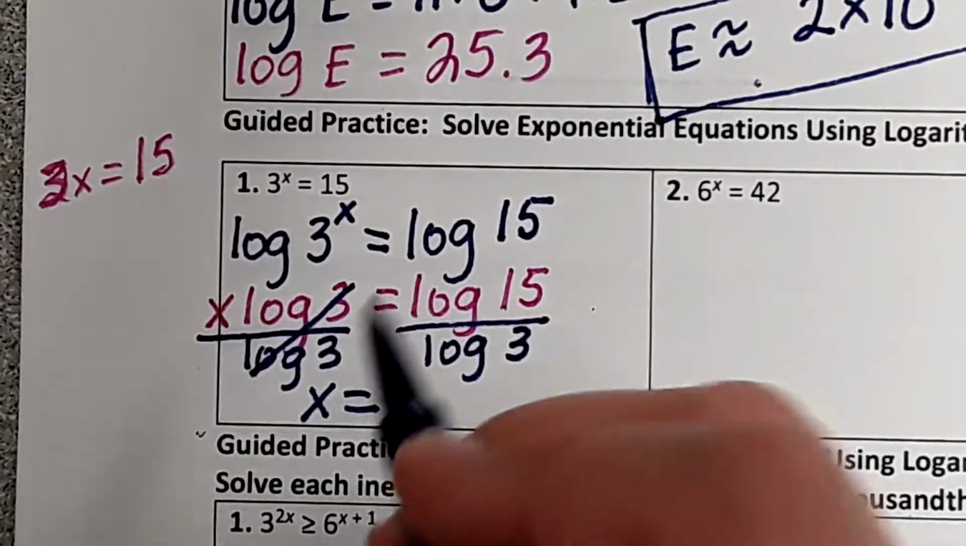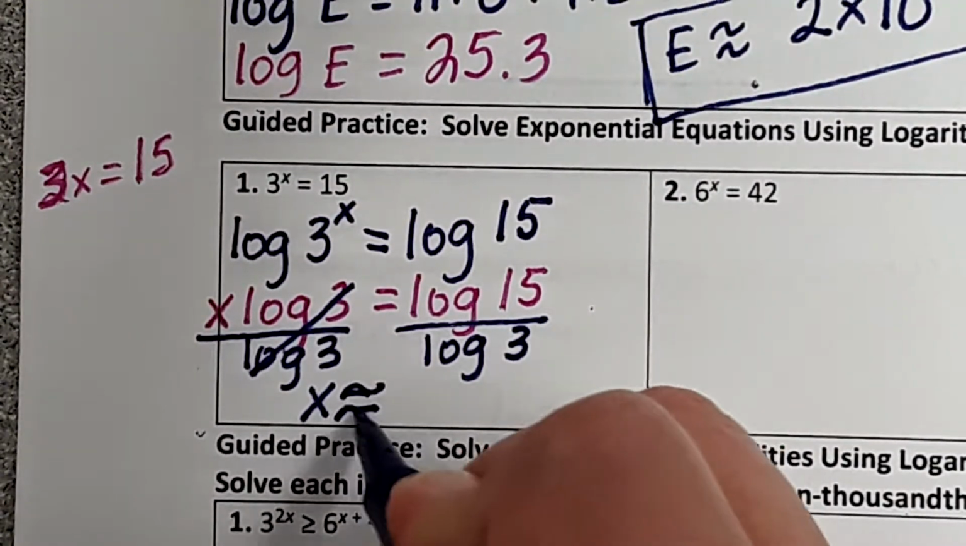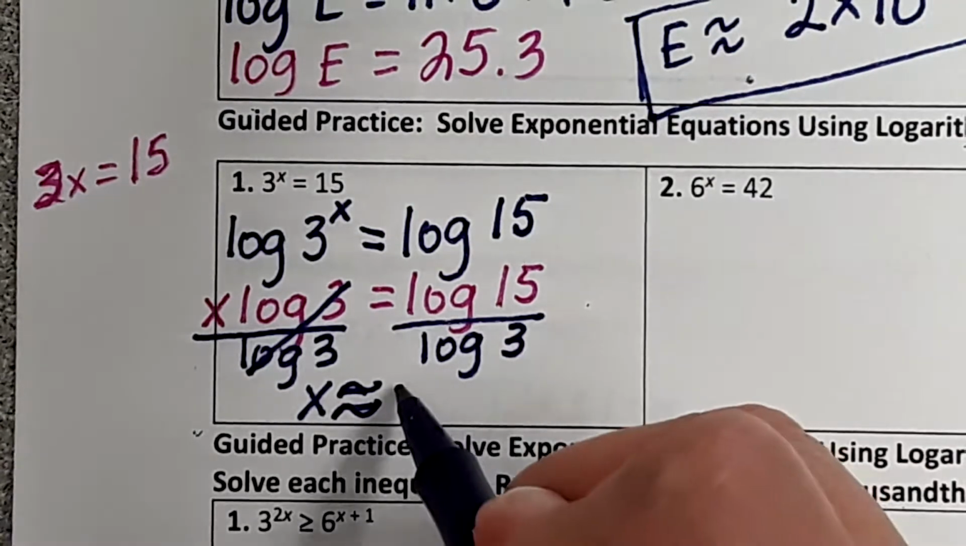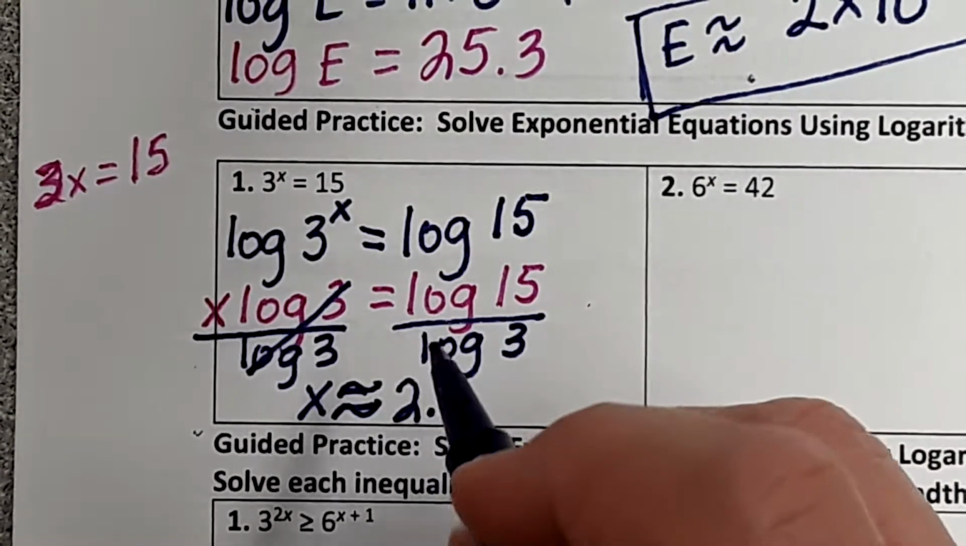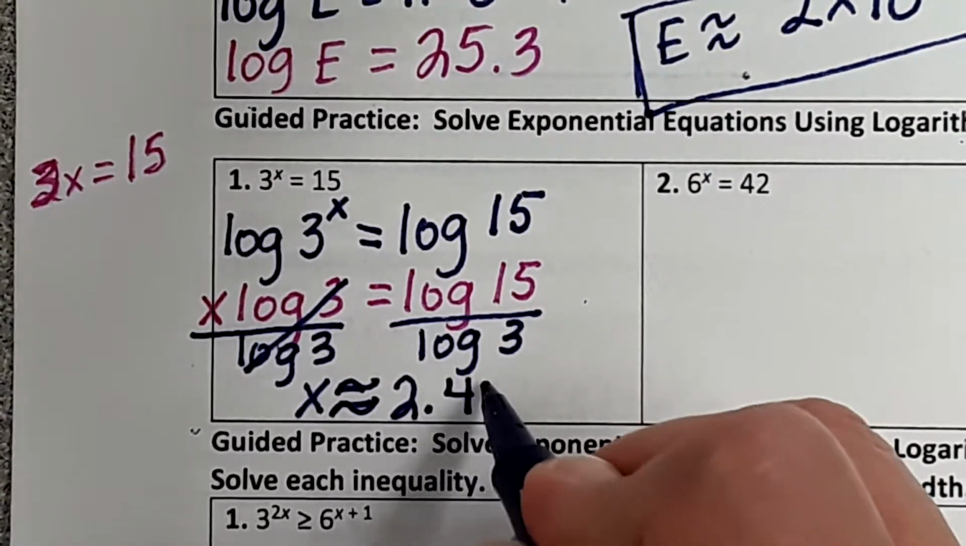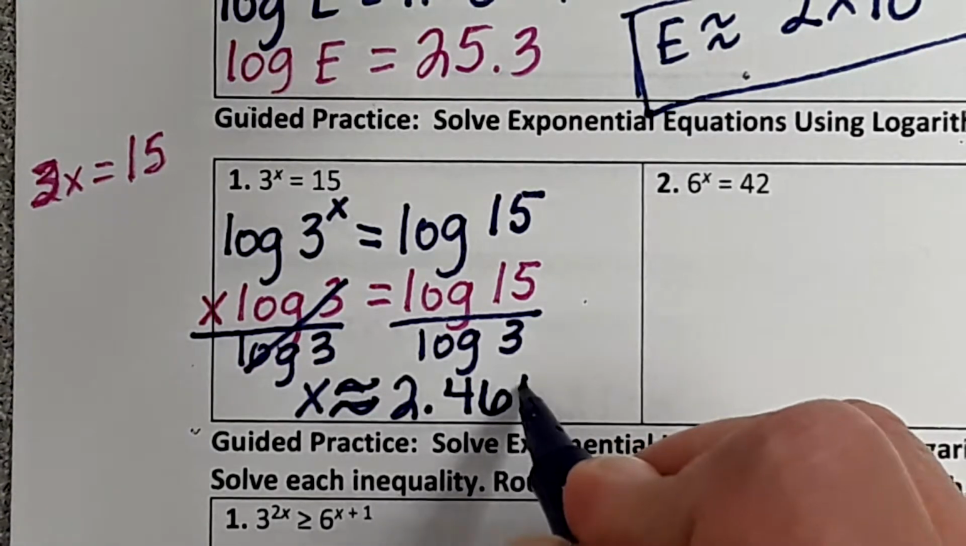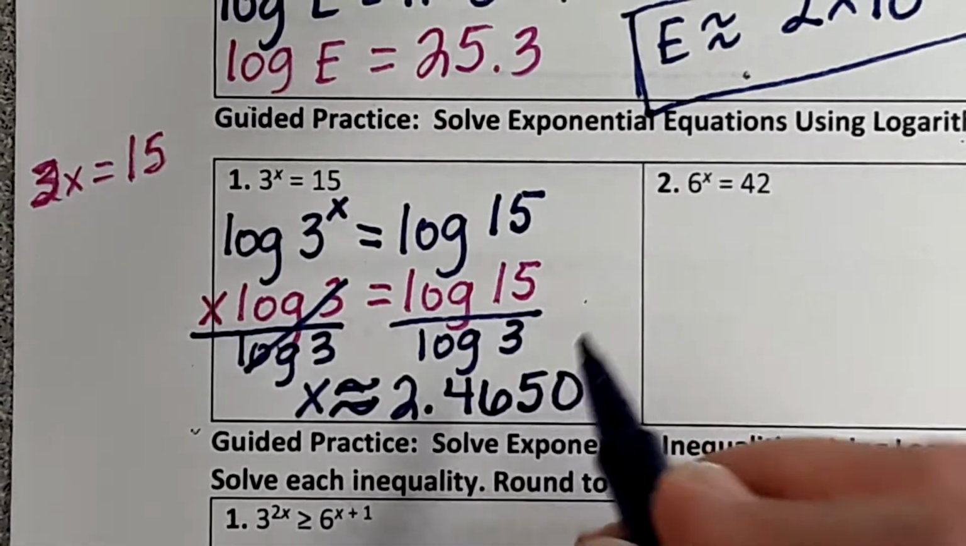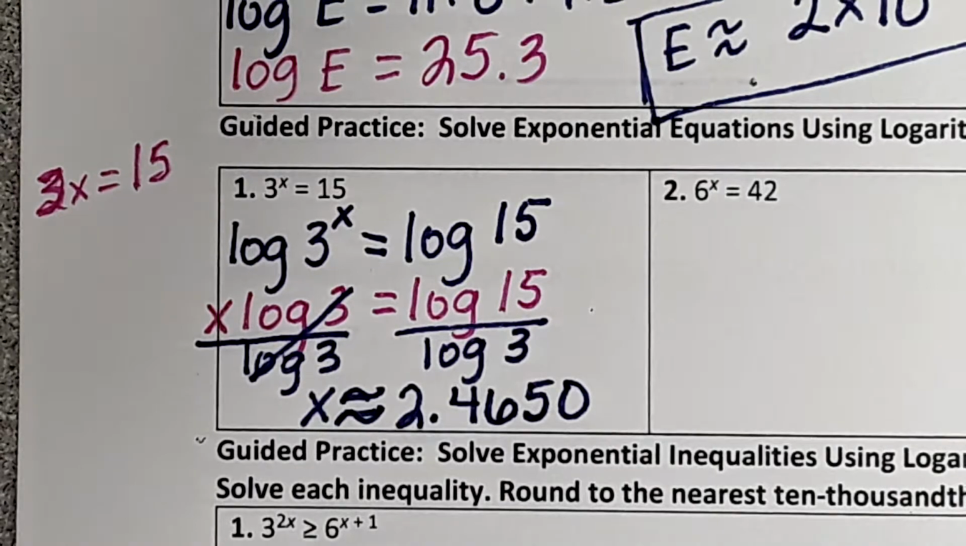So what is your answer? It's an approximation because we're going to round. What did you get? 2.4650. Remember, we're going to round it. I know it doesn't say, but we are going to round it to the nearest ten-thousandth. Okay? Good with that one?